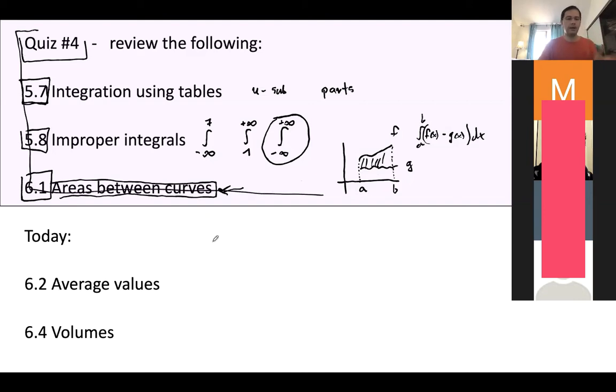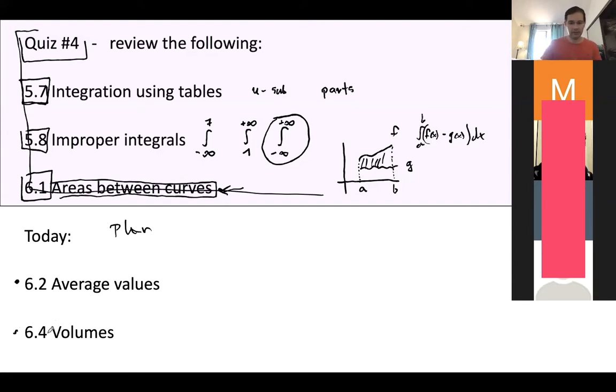Quiz 4. And the plan for today is very simple. So I want to say a few words about this, but then we'll be doing section 6.2. This is the section about average value. And then if we have time, we'll begin section 6.4, because for this section we actually have 2 classes. So if we have time, we'll begin this one. If not, then we'll do it next time.